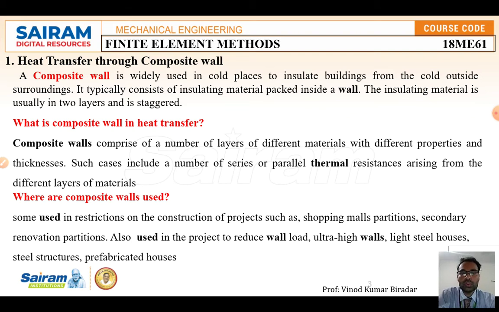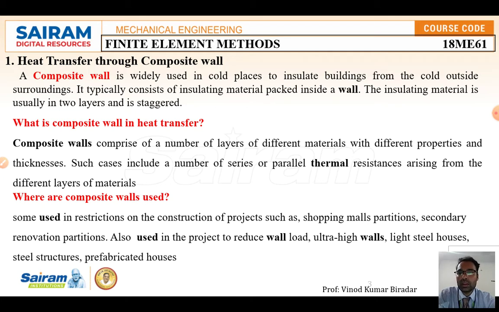Composite, as the name indicates, means a wall which is made up of a number of elements or materials bonded together to form a wall or a plane. That is called a composite wall. It typically consists of insulating material packed inside the wall, usually in two layers or more than two layers. By using this we save the building from the cold outside surroundings.